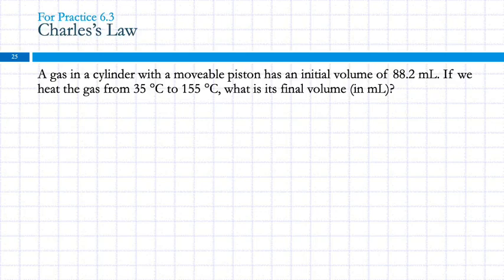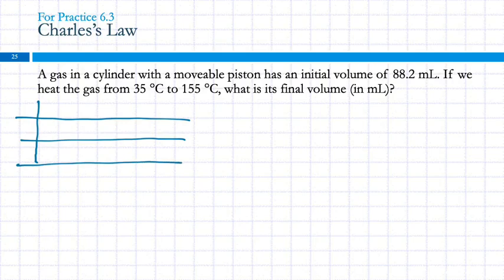So we end up with a lot of numbers in these problems. Typically, we're given at least 3 numbers and asked to find a 4th. So I find it useful to make a little table to keep track of all of these things, because we're going to end up with a condition 1 and a condition 2.